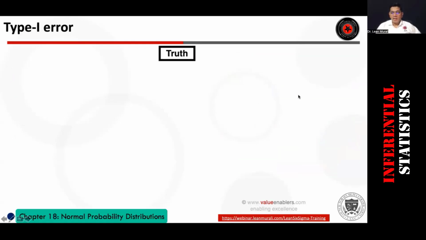Now, type 1 error. Let us take an example, this is going to be very interesting. All of you should focus here. All of you type FOCUS in the chat box. I want everybody's focus here.